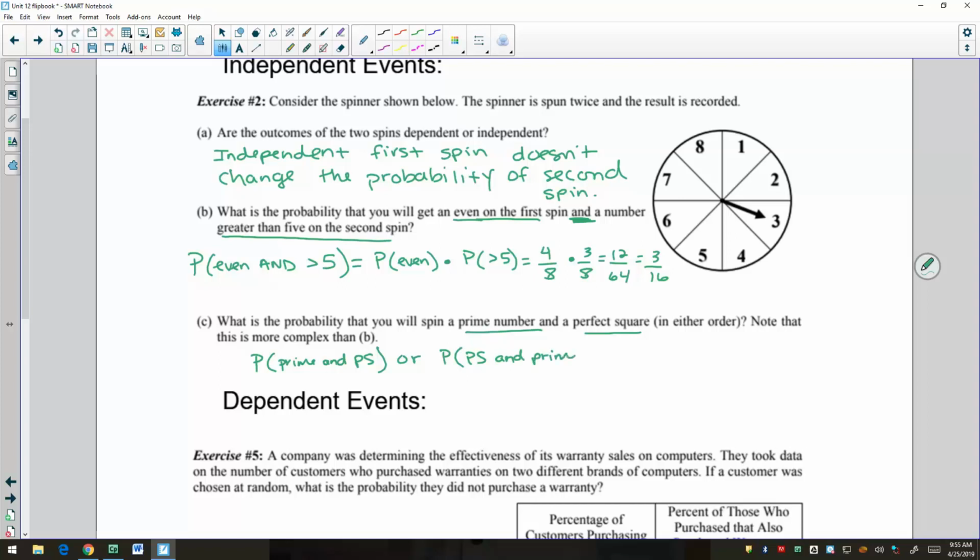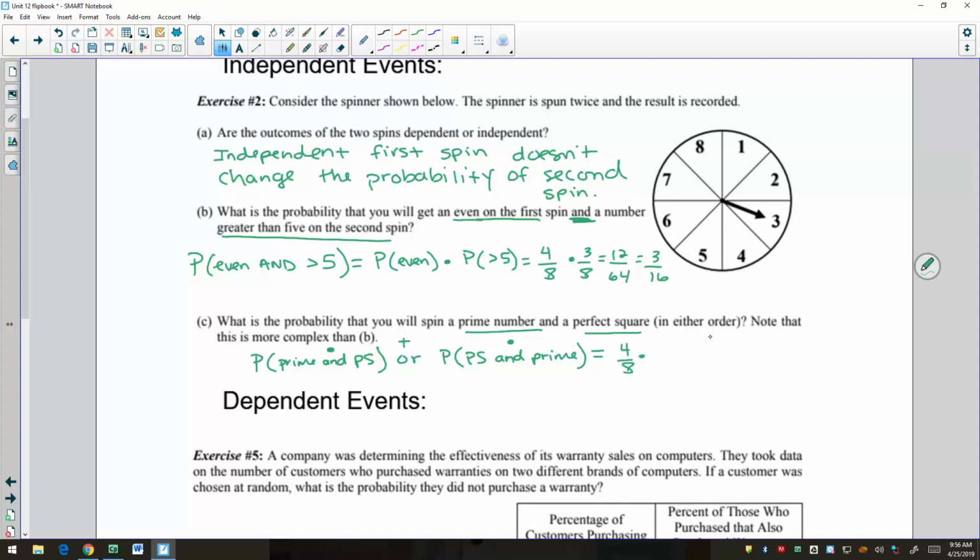So you're actually going to be multiplying and adding all in this question, because here's where you're multiplying, here's the ands, and then here's where you're adding, here's the or. So you have to first find this probability, these two, and multiply them together, then find this probability, these two, multiply them together, and then add those two fractions together. So the probability of spinning a prime is 4 out of 8. There are 4 prime numbers up there out of 8. Times, now we want a perfect square. There are only 2 perfect squares up there. So that is 2 out of 8.